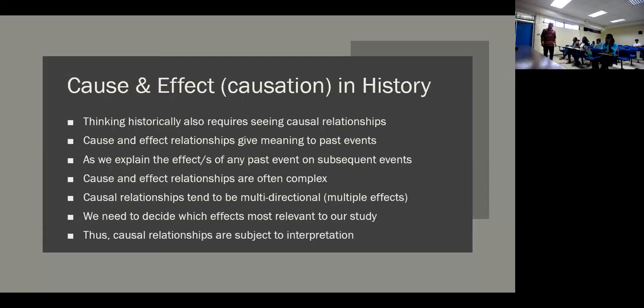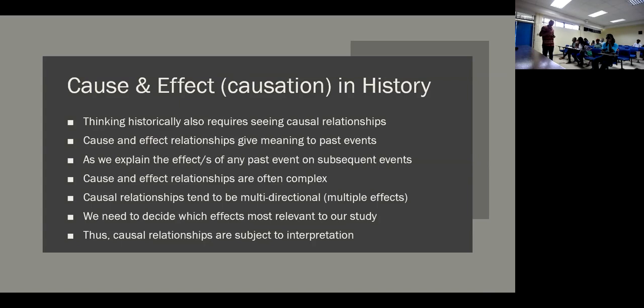What else? Of course, cause and effect. And I think this one, or causation, requires much less explanation. So I'll go quickly through this, because cause and effect or causation is applied to all kinds of disciplines and sciences and so on. So thinking historically also requires seeing causal relationships, cause and effect relationships. It is this relationship between cause and effect that gives meaning to past events. Those connections between those causes and those effects, that's what gives meaning to the past.